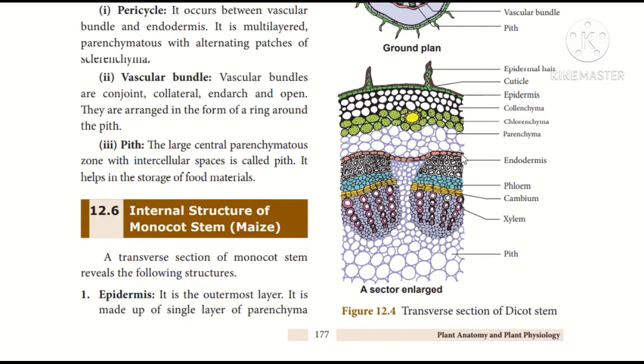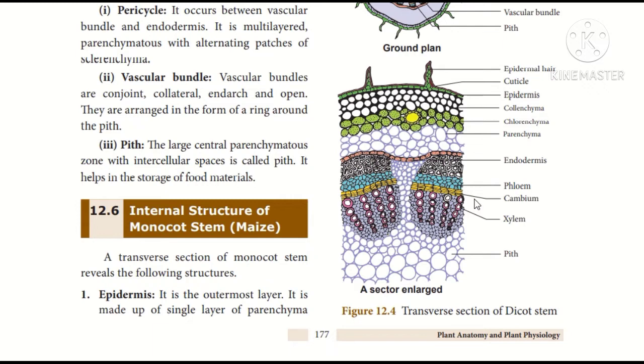And the third important term given here regarding the vascular bundle is endarch. That is protoxylem, the smaller xylem, facing towards the center, and the metaxylem, the larger xylem, facing towards the periphery. That is called endarch. And the next one will be the closed and the open. In case of closed and open, in this dicot stem, the vascular bundle is said to be open in nature. So what is open in nature?